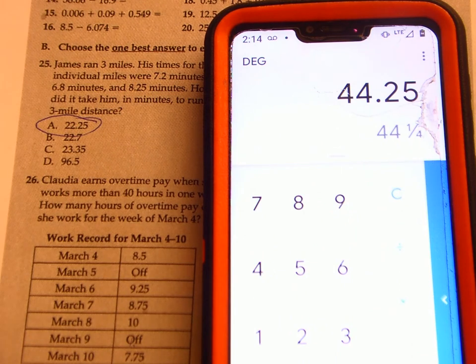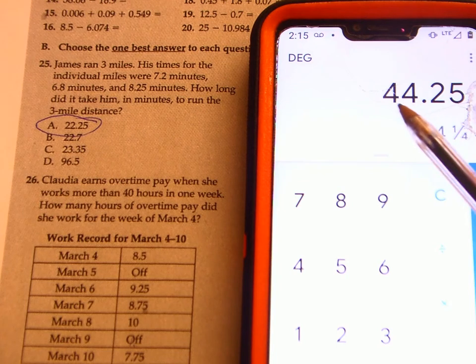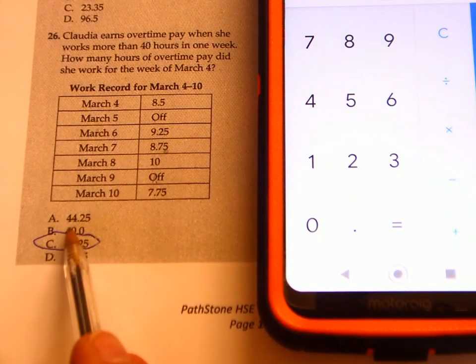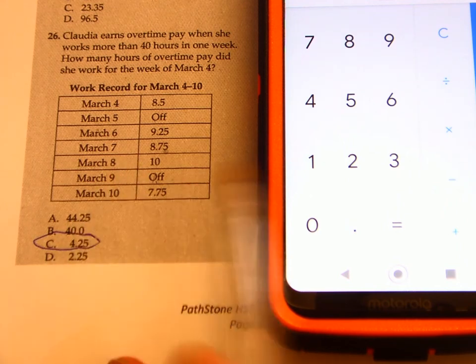There it is. Wait. What was the question? How many hours of overtime pay did she work? We don't want to know the total. We want to know overtime. So we're going to have to subtract 40, right? Because you only want the hours that she worked past 40. That's overtime. Well, you can just look and say, if I take the 40 away, what's going to be left? 4.25. And there it is, C. That's how many hours overtime she worked. Did you see where I found it? I almost picked 44.25, but I forgot I had to subtract the 40 at the end. Okay.